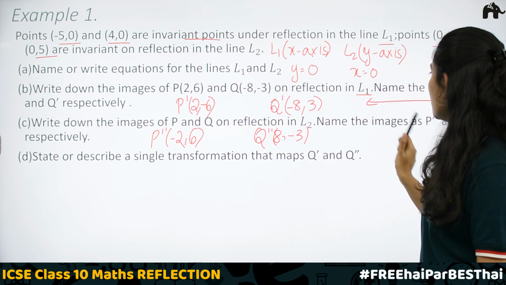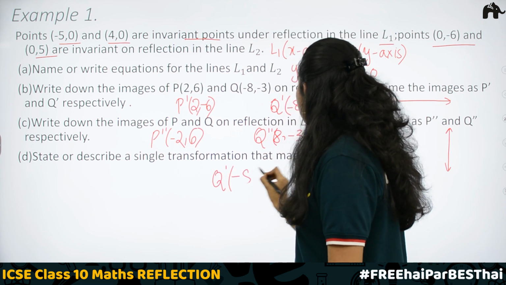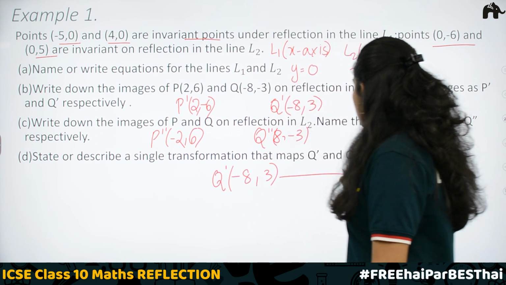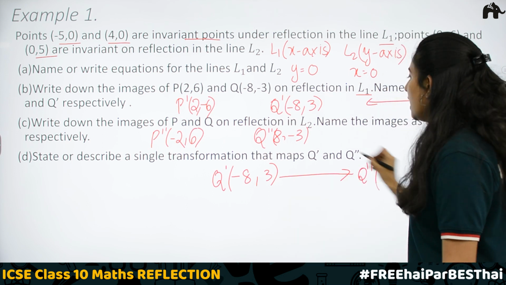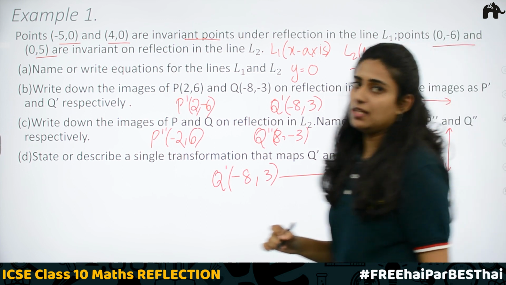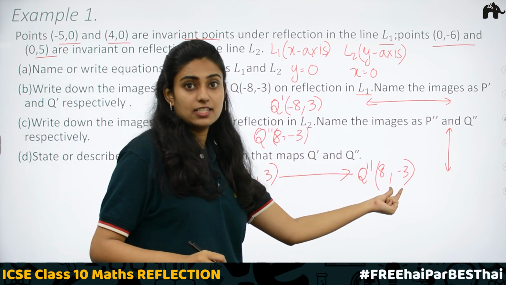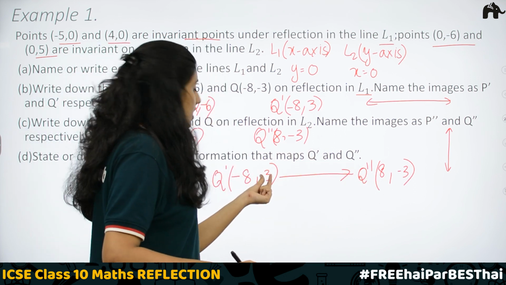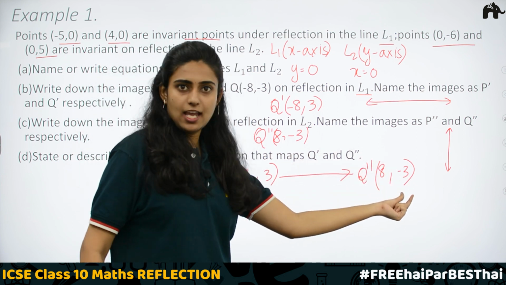Now the fourth one, state or describe a single transformation that maps Q dash to Q double dash. What is Q dash? Q dash we obtained, the coordinates are -8 and 3. Some transformation happens and it becomes Q double dash, whose coordinates we have 8, -3. What is happening here? Check the x coordinate. Here we have -8 and here we have 8. The sign has changed. Here we have 3 as the y coordinate, and it becomes -3. Again the sign has changed.